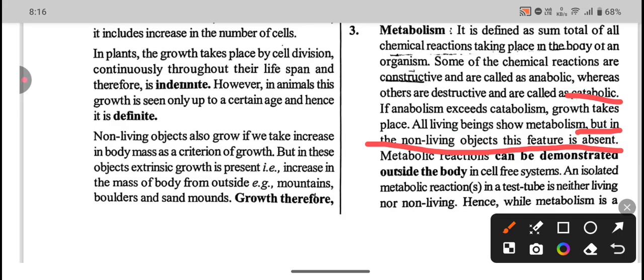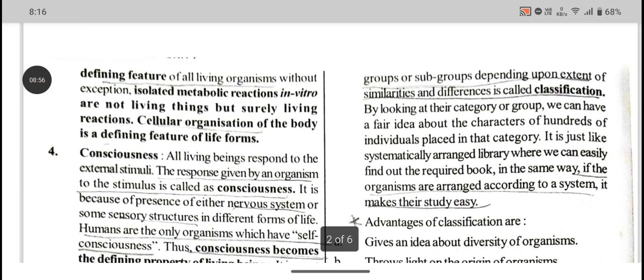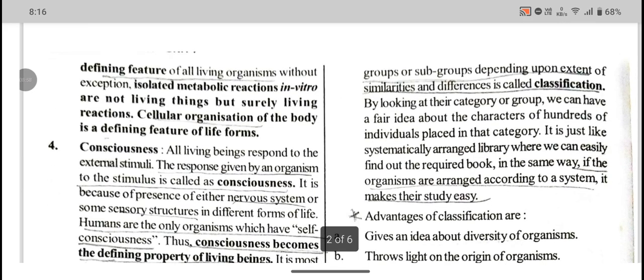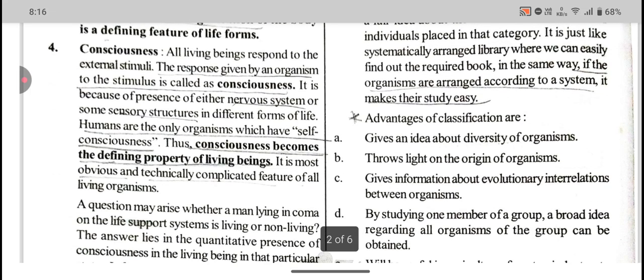So metabolic reactions can be demonstrated outside the body in cell-free systems. So an isolated metabolic reaction in a test tube is neither living nor non-living. Hence, metabolism is a defining feature of all living organisms without exception. So we need to consider that all living organisms show metabolism. So this is one important point.